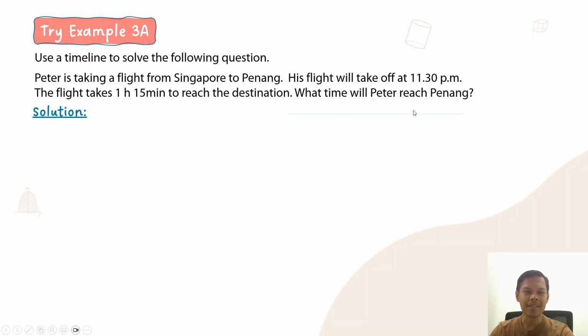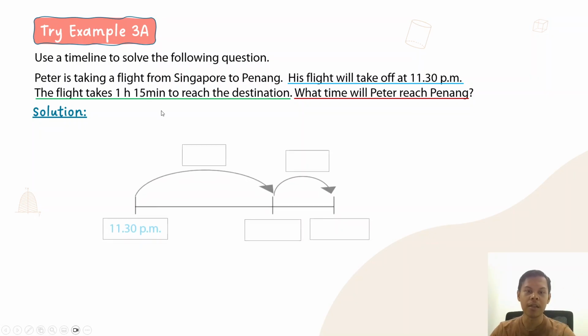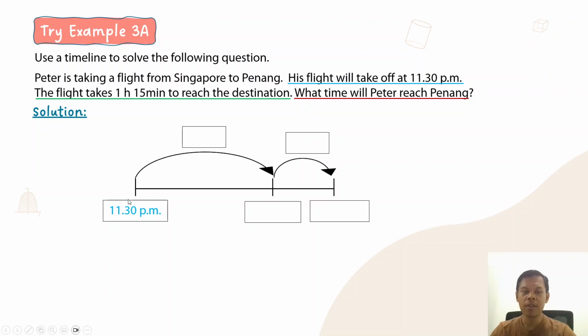Okay, let's discuss. Okay, his flight take off at 11:30 p.m. This p.m., is it in the morning or at night? Very good, it's at night. Okay, and it will take 1 hour 15 minutes to reach the destination. Means this is going to be involving 2 days. This is at night, and after 1 hour 15 minutes, it's going to reach Penang the next following day, early in the morning.